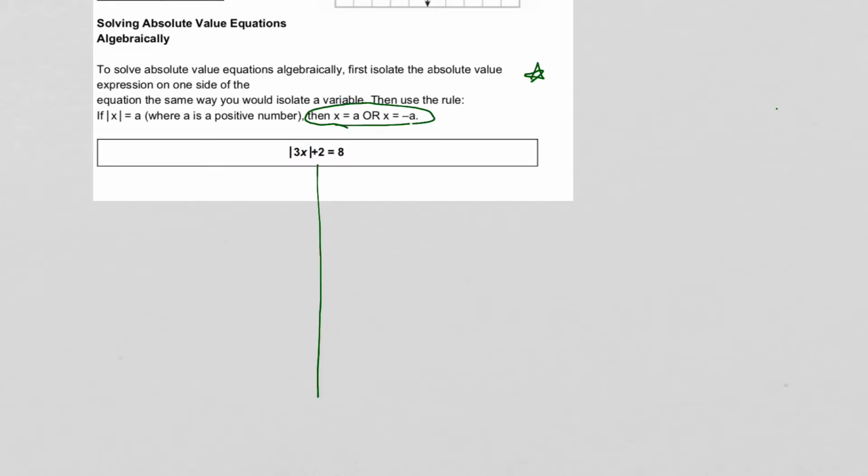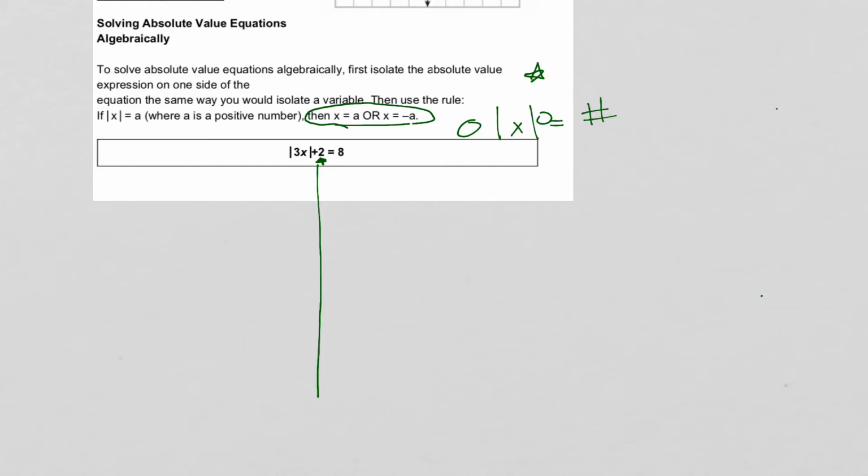So to solve absolute value equations algebraically, first isolate the absolute value expression on one side of the equation, the same way you would isolate a variable. Then use this rule. And this rule will help you because basically you're solving two versions of a one or two step basic algebra problem. But first things first, you're going to need something with x in it equal to something else. You can't have anything else outside of it on either side. So here, our first step, right? We've got that 2. We've got to get rid of that 2 before we can really proceed.